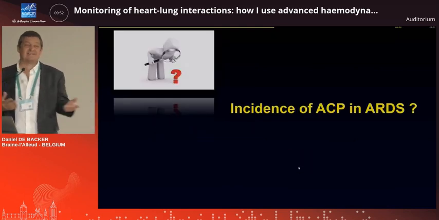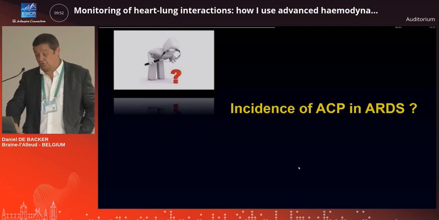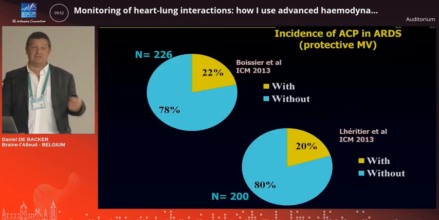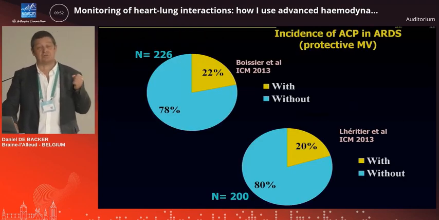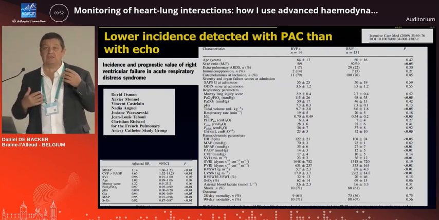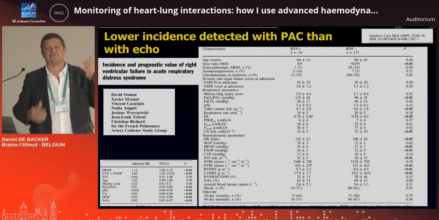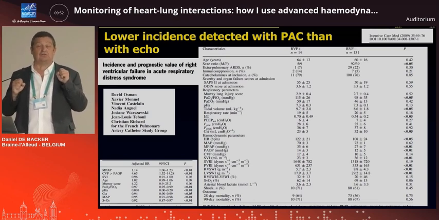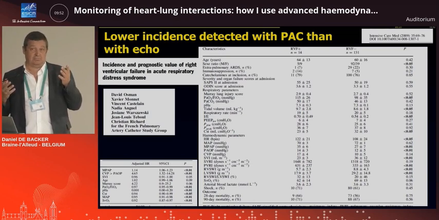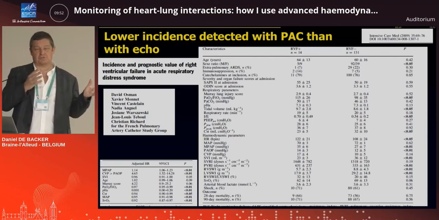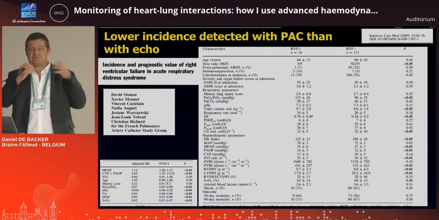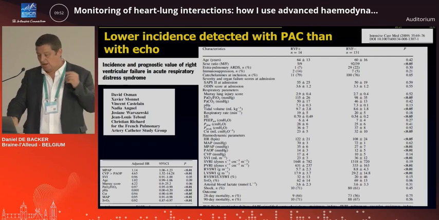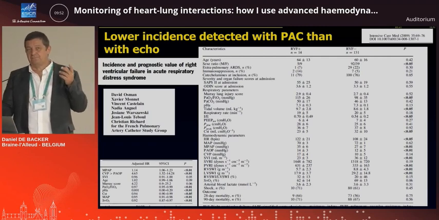So, what is exactly the incidence of acute cor pulmonale in ARDS? Well, with echo, we know it's around 20%. Interestingly, when you use a PA catheter, and these are data from Christian Richard, when they looked at this with the PA catheter, it was around 10%. So 10%, 20%. Oh, there is a difference. And this was already covered in the debate yesterday. But the question is, why?